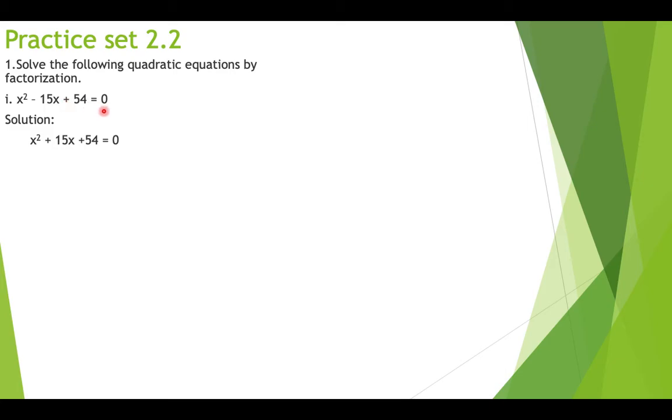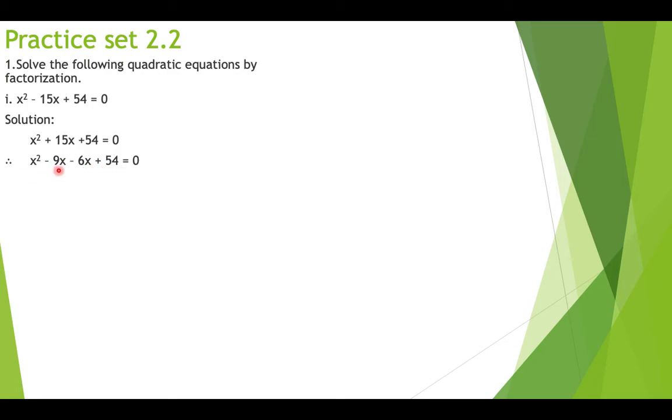So the solution for this is x square minus 15x plus 54. Here 9 times 6 is 54, so minus 9 into minus 6 is 54, and minus 9 plus minus 6 is minus 15x. So we are getting x square minus 9x minus 6x plus 54 is equal to 0.